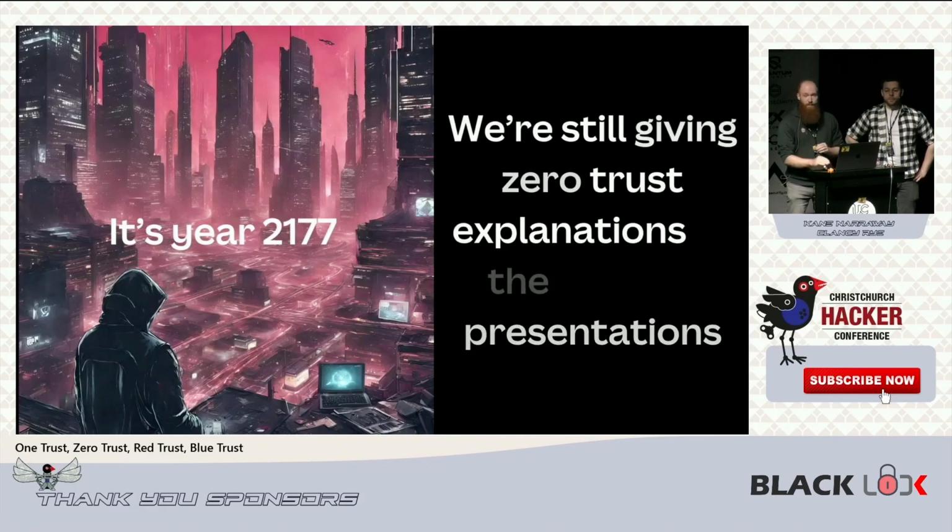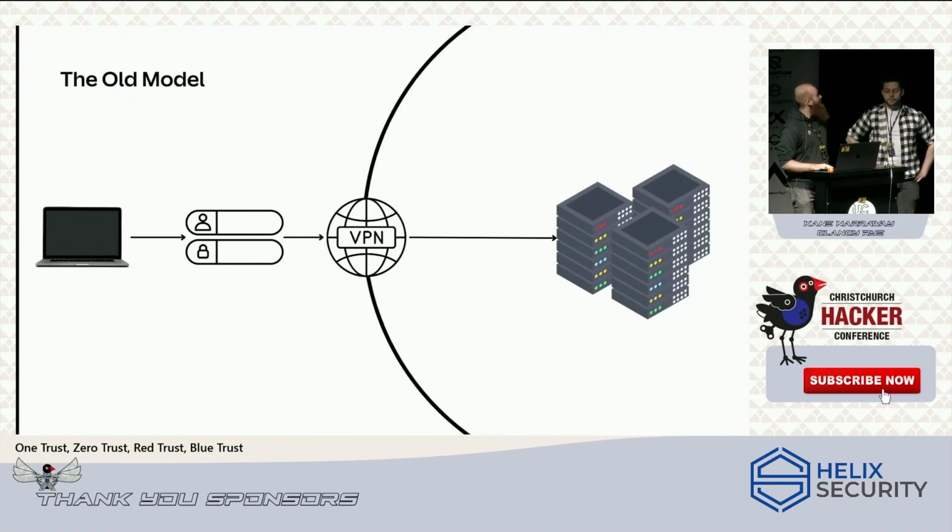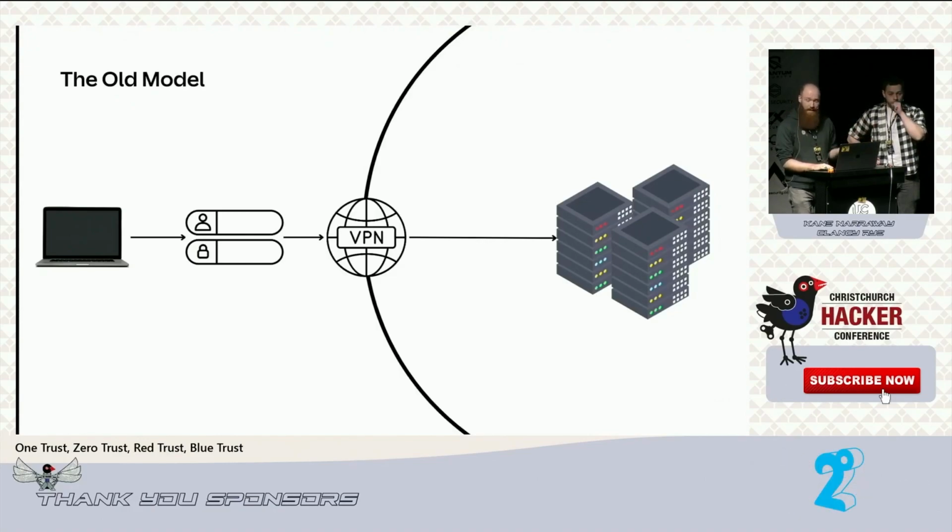And of course, presenters are still giving explanations on what zero trust is. So I wonder when we can stop doing this, and I will keep it very short for those of you who already know. So in the olden days, we had a castle and moat approach. You had the VPN acting as the single bridge to get in, and pretty much that was it.